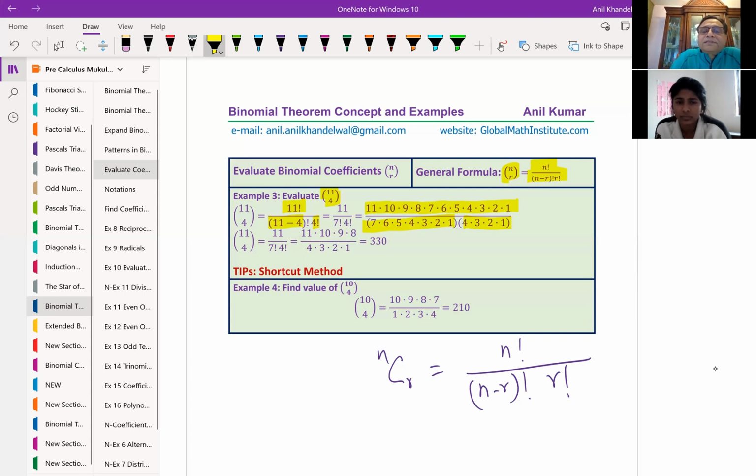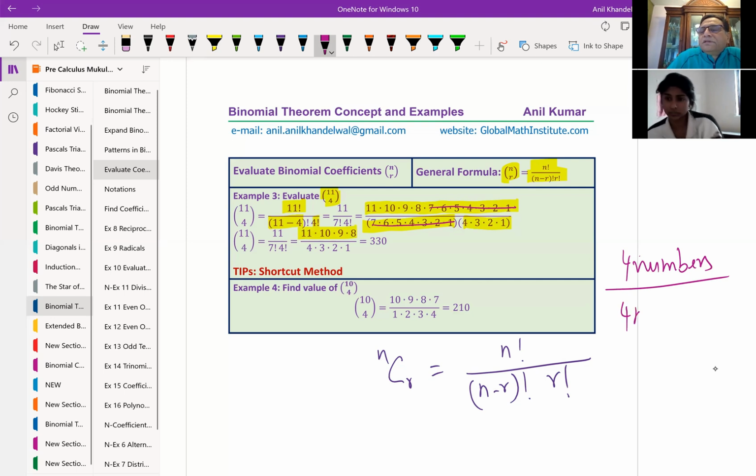Clearly, we can cancel some of these terms, right? So when we cancel, all this gets cancelled, since 7 factorial cancels away, we are left with 11, 10, 9, 8. Do you see this? So when we have 11C4, we have 4 numbers in the numerator and 4 numbers in the denominator.